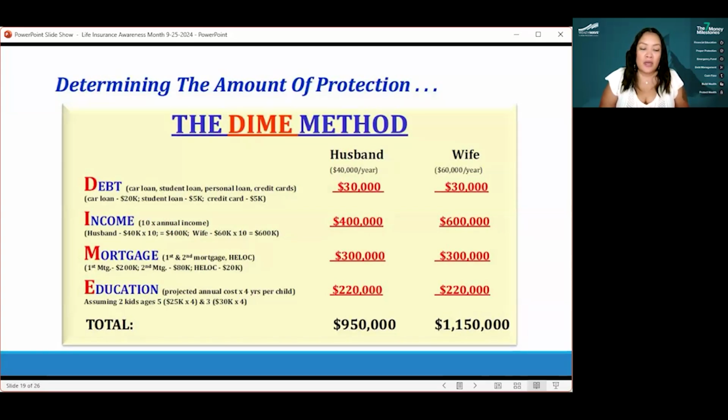Do you want to have insurance in place so that if something happens to you, your family could pay off that mortgage and they don't have to worry about it anymore? They could stay in their home. Yes. E is for education, but this is kind of like an open-ended one.